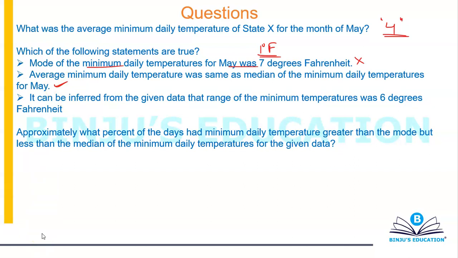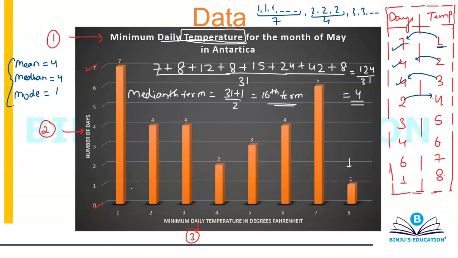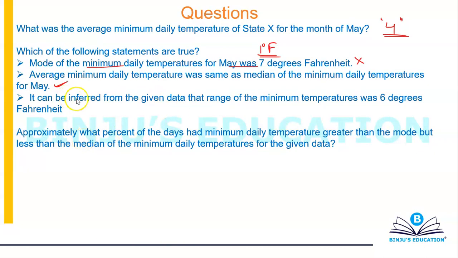It can be inferred from the given data that range of minimum daily temperature was 6 degree Fahrenheit. Now what is range? Range is maximum minus the minimum, or to put in other terms, it's the difference between the maximum and the minimum observation. So what's your maximum observation? It is 8. What is your minimum observation? It is 1. So what will be the range? It's going to be 7. So third statement is also incorrect. It has to be 7.